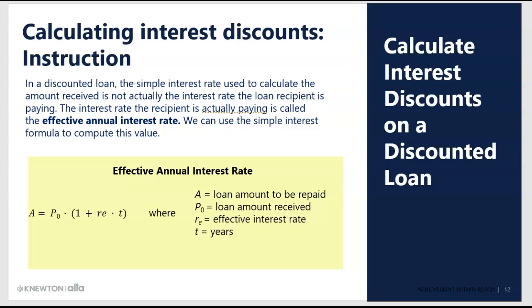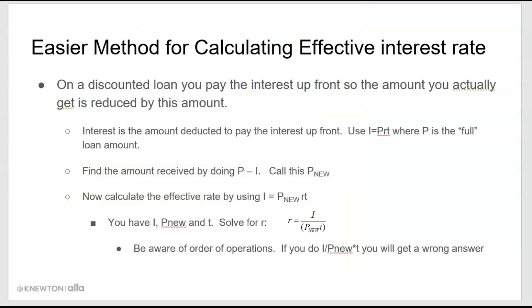So when we talk about the effective annual interest rate, we do use simple interest. This is what the book says, but I'm going to show you my way of explaining this. So on a discounted loan, you pay the interest up front, so the amount you actually get is reduced by this amount. And then you pay back the full amount of the loan. So interest is the amount. Use I equals PRT. P is the full loan amount. What you get is something I'm going to call P new.